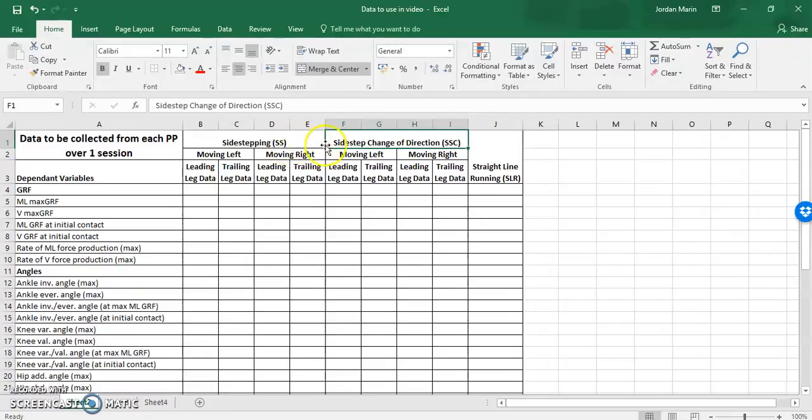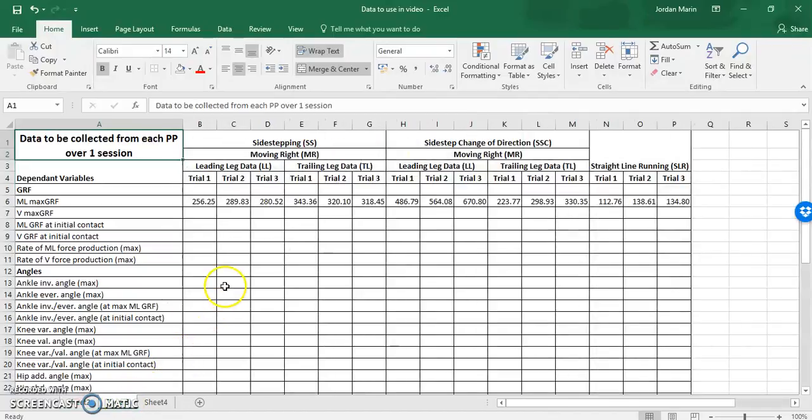For both manoeuvres, we're going to be collecting data moving in the left direction and the right, and for each of those combinations, collecting data from the leading leg and the trailing leg using the force plate. As a control, we're also collecting data from straight line running trials.